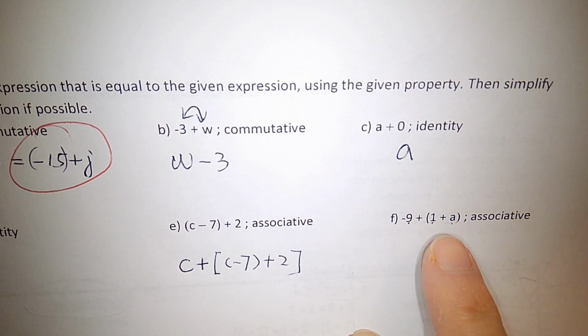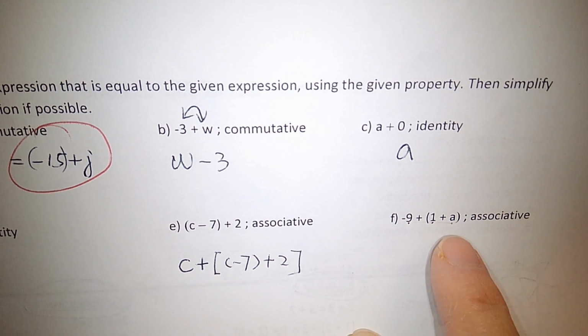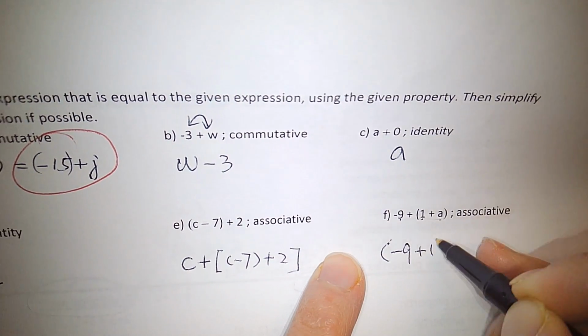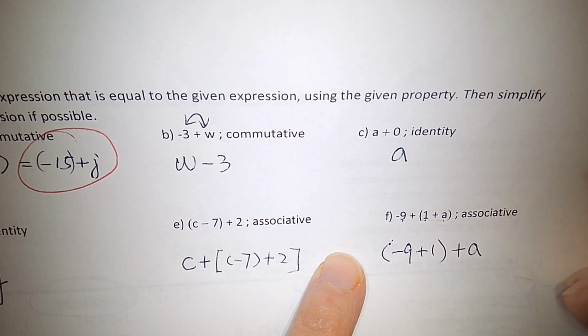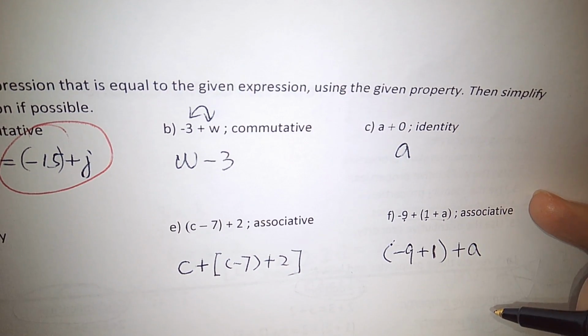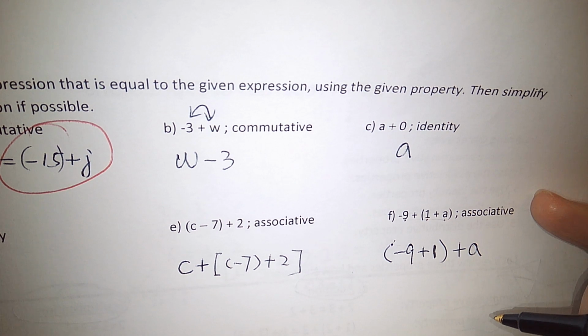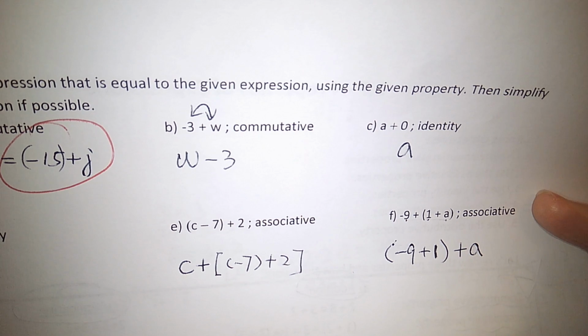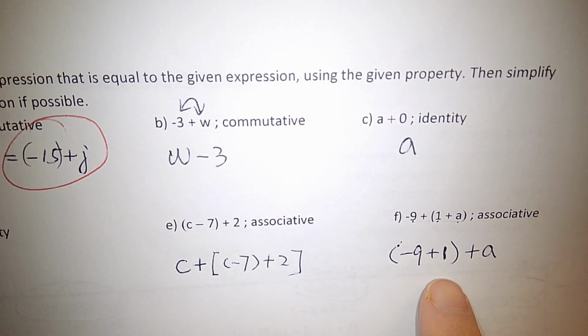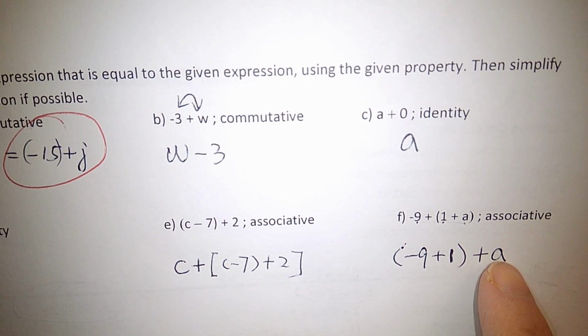One, two, three. So the new expression should equal what? The first two add up, then the third one, right? You guys, so far so good? -9 plus 1, then plus 8.